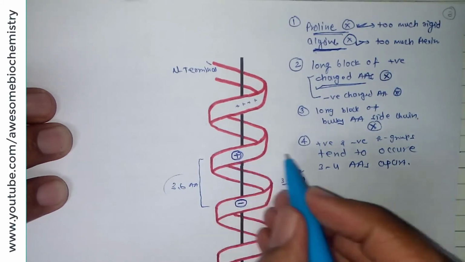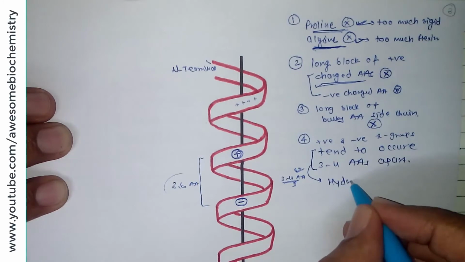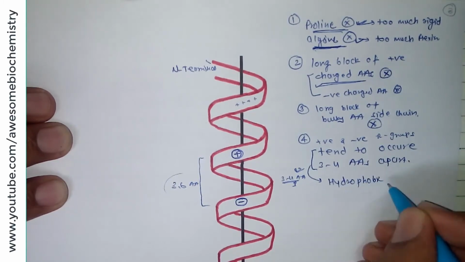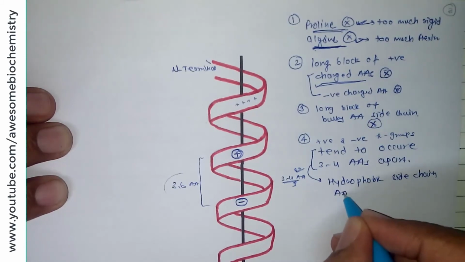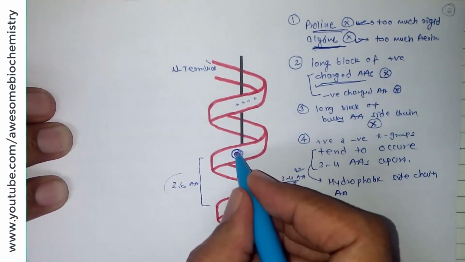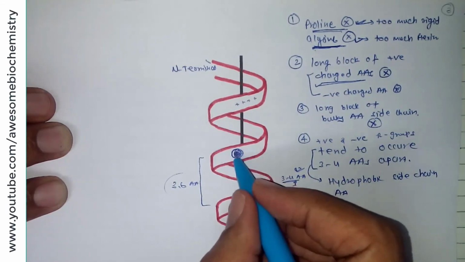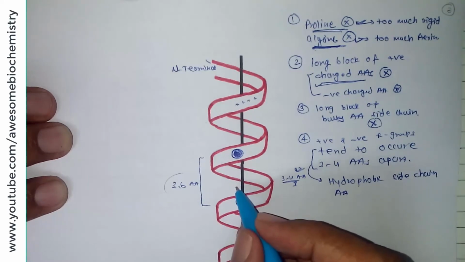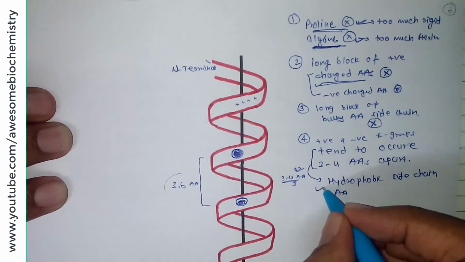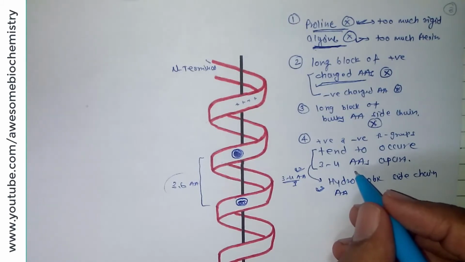The same spacing is required in case of hydrophobic side chain amino acids, right. Suppose this is a hydrophobic amino acid, and if this is also a hydrophobic amino acid, then there will be a matching group. So, what will happen? They can carry out hydrophobic interaction with each other. So, hydrophobic amino acids tend to occur 3 to 4 amino acids apart.